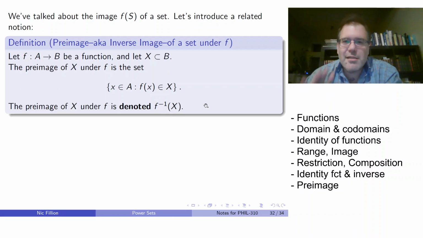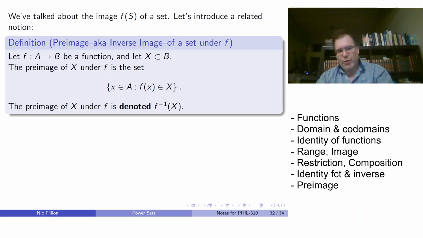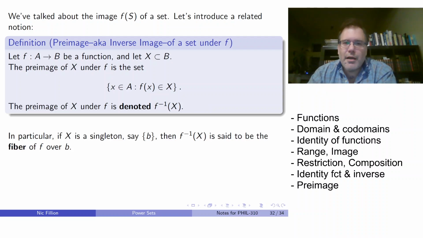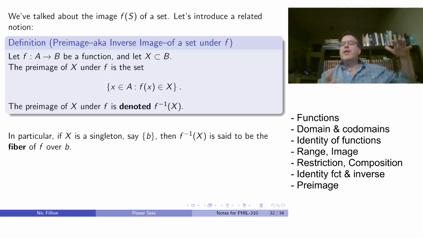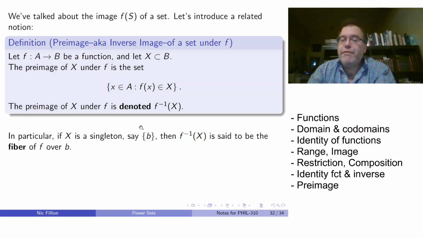Now, that's the first level of perversion. Okay. Before mentioning that, I just want to give you a particular case. Sometimes X, the subset of the codomain, is going to be a singleton because we're trying to figure out all the objects of the domain that map onto that element of the codomain, say b. Okay. Then f inverse, the inverse image of singleton b under f is called the fiber of f over b.